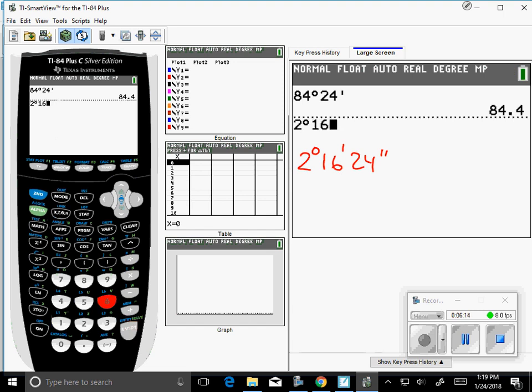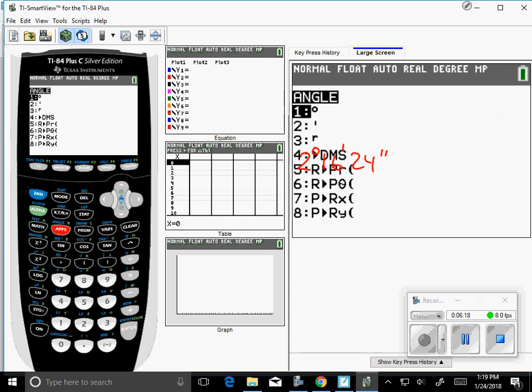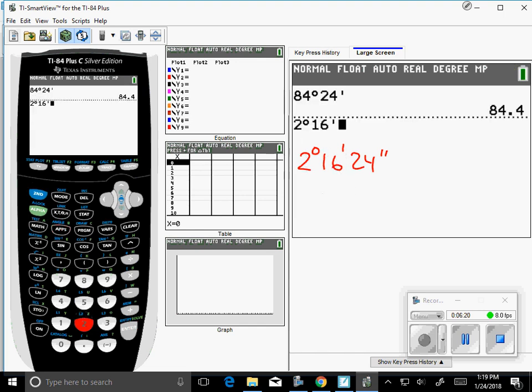And here we go. Anybody? Yeah, they did. Did anybody figure out the seconds? Bam. 2.273 repeating degrees. Cool? All right.